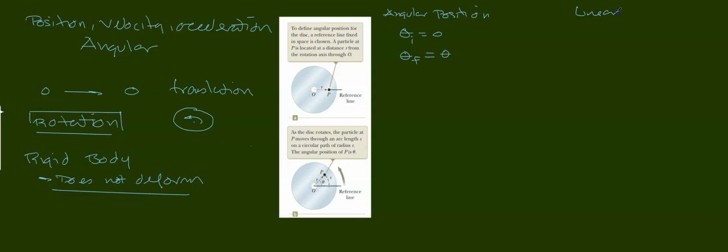This is in comparison to linear position, which was initial position and final position. But angular position is measured in degrees or in radians. I believe I already explained what a radian is in a previous video.